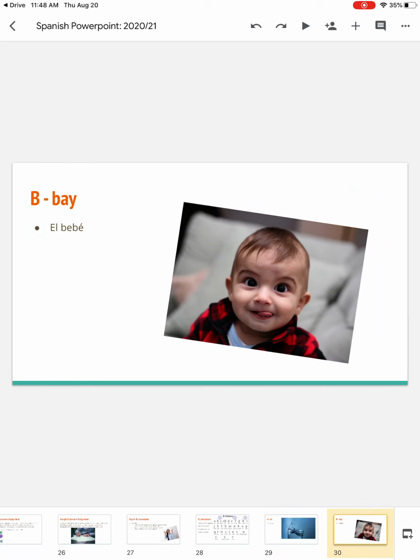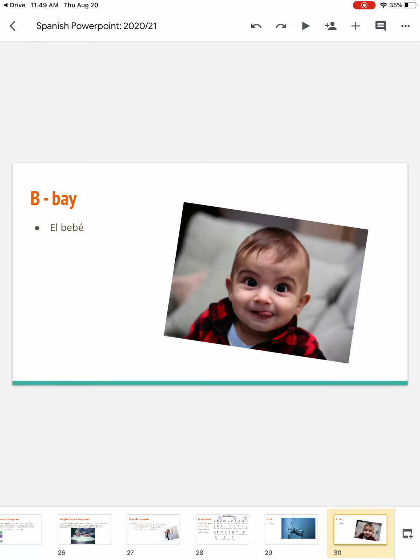Then we have our letter B. And in Spanish, just as I've written at the top of this PowerPoint slide, the Spanish letter B sounds like be. So repeat after me. Be. And our word that uses B pretty easily is the word for baby, which is el bebé.